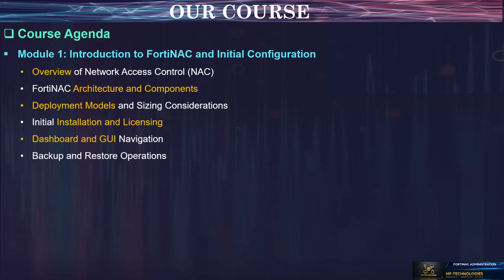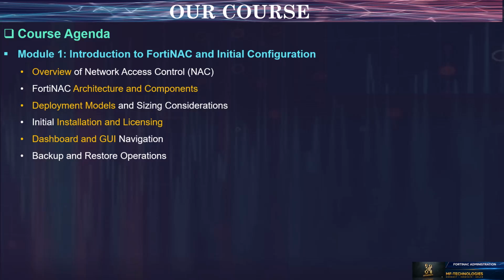Next, we will study the FortiNAC architecture and its main components, understanding how they work together to provide visibility and control access through the network. After that, we will discuss deployment models and sizing considerations, helping you determine the right Fortinet solution based on the size and complexity of an organization. We will also cover the initial installation process, licensing, dashboard navigation, and finally how to perform a backup and restore operation to protect your Fortinet configuration.